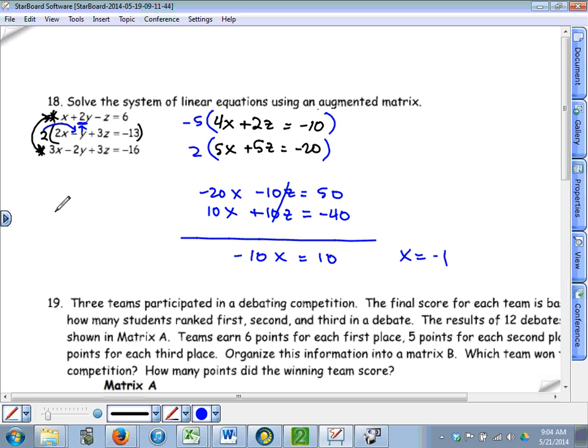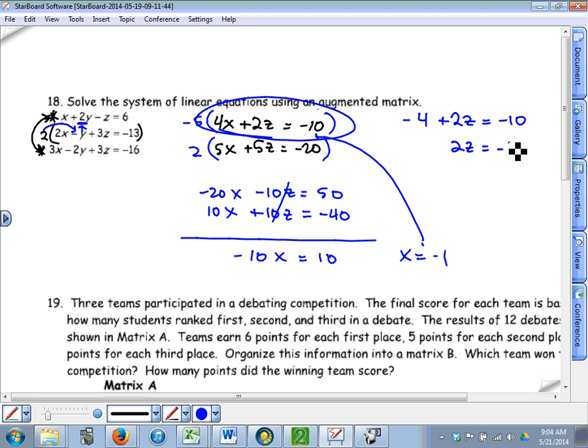Now where do we go from here? Plug it in. Plug it into where? One of the ones above here. You can't go right to the beginning yet, so I'm going to take this and plug it in, not to one of those, but to one of these here. So let me choose this one. If x is negative 1, we get negative 4 plus 2z is equal to negative 10. Add 4 to both sides and get 2z is equal to negative 6, which means that z is equal to negative 3. So now we have 2 of them.